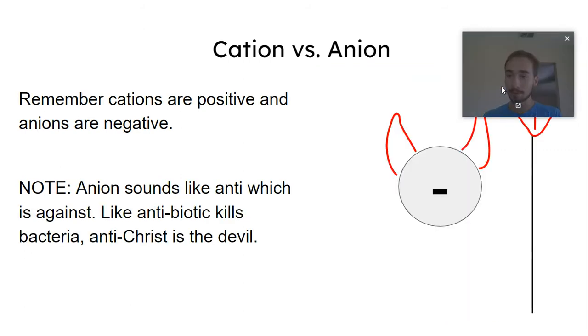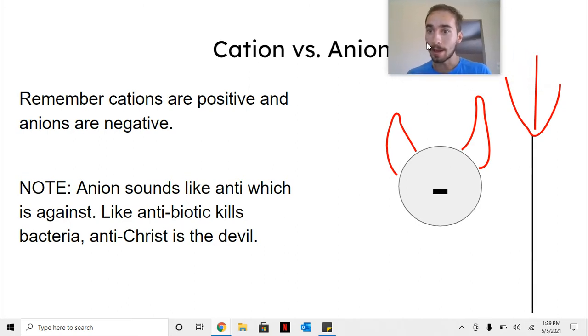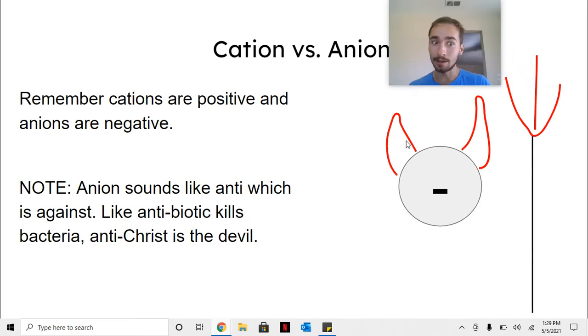A student helped me come up with this. Thank you, Diego. Anion sounds like anti, and anti means against. So anions are negative. It sounds like anti because it's against. Remember, like antibiotic kills bacteria. The Antichrist is the devil. It's like anion, anti, very similar. So just remember, anion is like anti, so it's negative.